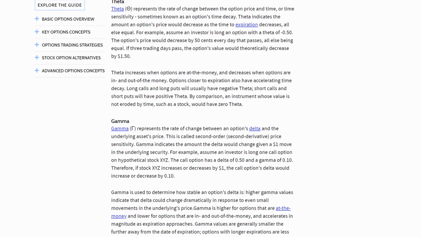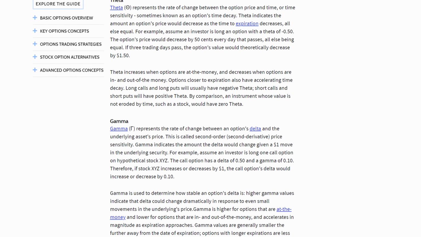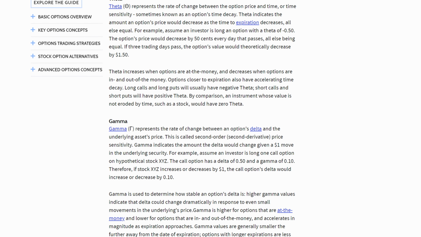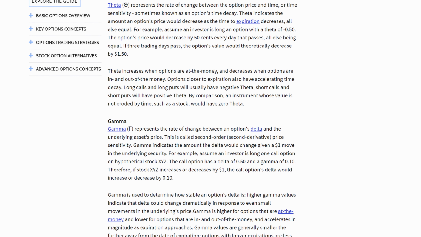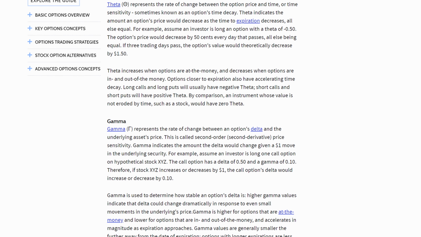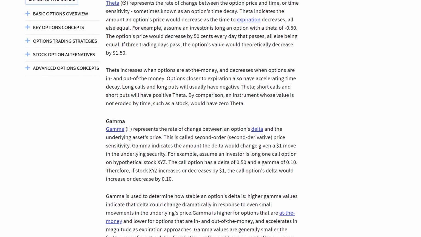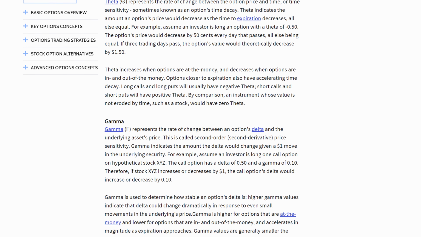Gamma is usually higher for options that are at the money and lower for options that are in or out of the money, and accelerates as expiration comes closer. Gamma is also smaller when the option is further away from the expiration date, since options with longer expirations are less sensitive to delta changes. Traders use gamma to see how stable the option's delta is. The higher the gamma, the more change we will see in delta, which means the option price will be more volatile.